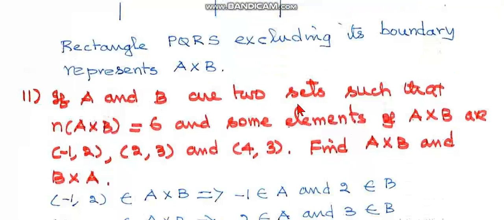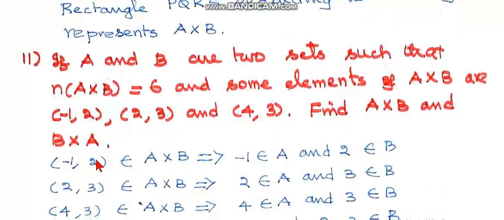A and B are two sets such that number of elements in A cross B is 6 and some elements of A cross B are given. The ordered pair (-1, 2), the ordered pair (2, 3) and the ordered pair (4, 3). 3 ordered pairs are given. Find A cross B and B cross A.